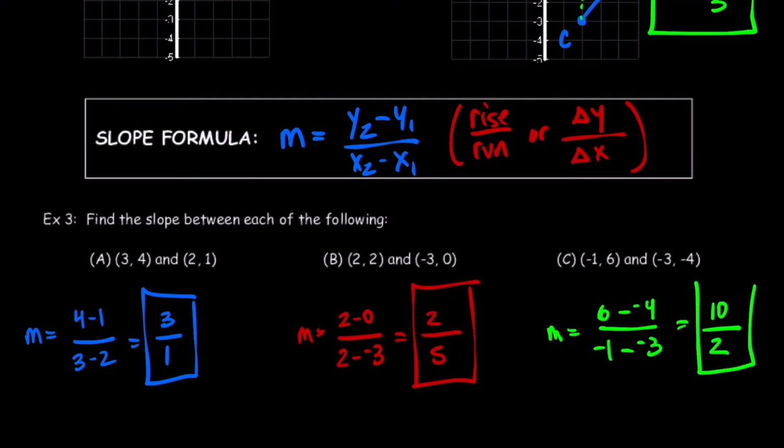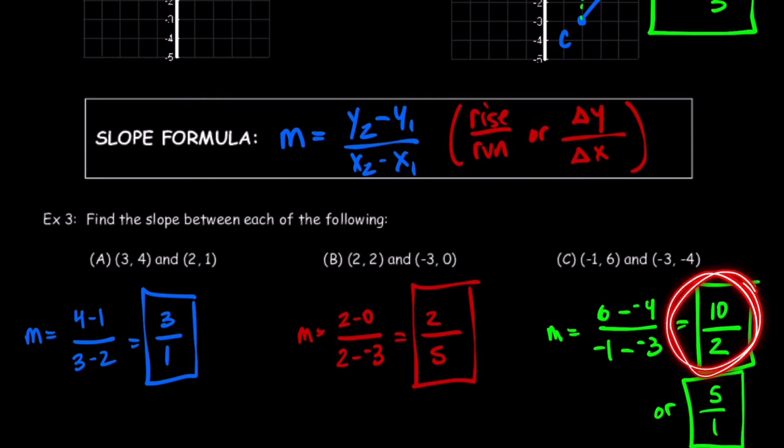Now, I'm totally fine if you leave it like this. Some of you guys probably recognize, oh, I could simplify that, divide them both by 2, and I get 5 over 1. Also, totally fine. If I just ask you to find the slope, you don't have to compare it to anything else, and it does not say simplest form, I'm totally fine with you guys leaving it 10 over 2. You'll see later on in the lesson, though, there will be a case where you must simplify. But for this type of question, it's not necessary.